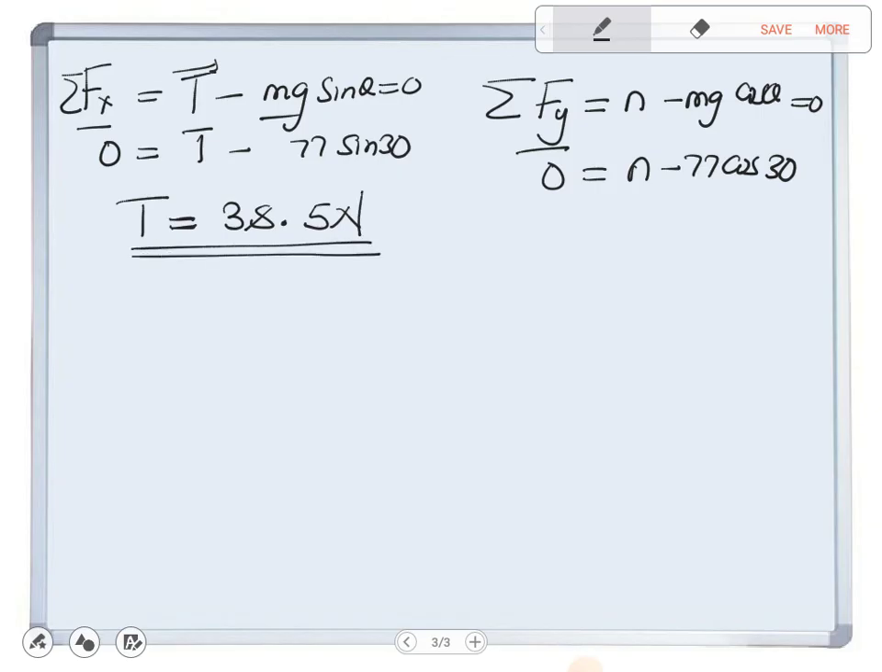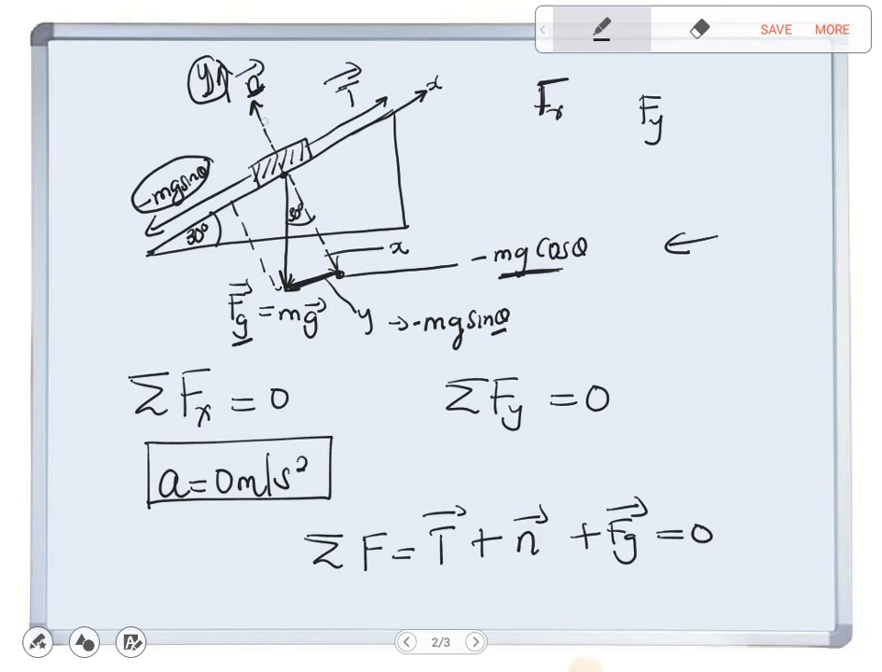Then how do we find the normal force? We'll find the normal force from the forces acting in the y direction. So we're going to have 77 cos 30, you punch, and we get 66.7. I'll leave it also at one decimal place, just like that. So once you know how to resolve these, it becomes really easy for you.